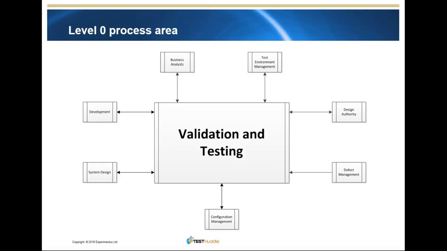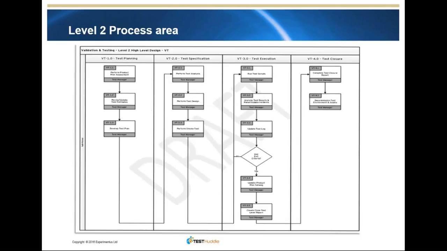So this is what I call a high-level integration diagram. In the center is the process we're working on. In this particular instance, we defined it as validation and testing. Around the outside are the direct interactions that exist to other areas that were perceived to be the most important in this particular scenario. So we have system design, development, business analysis, test environment management, design authorities, defect management, and configuration management. Now, interestingly, in this situation, whoever drew this diagram perceives that defect management was only an input, not an output, whereas everything else is bi-directional. But it's an image. It's the start of a process, the embryonic view of where the process sits in the process hierarchy. That's a level zero process.